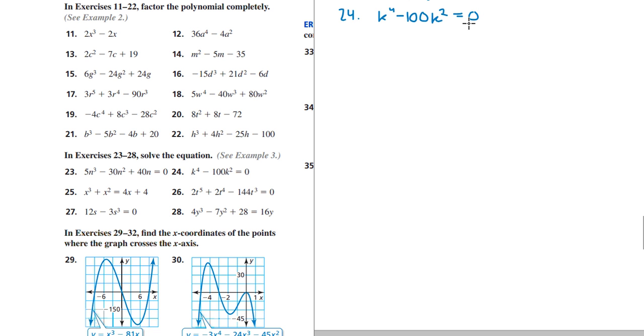So on this one, we have an equation, so we can solve. But we're going to do the same thing. We always want to look for that greatest common factor first. So what is the greatest common factor between these two terms? And that is k squared. What remains when you factor out a k squared is k squared minus 100, and it still equals 0. This is the difference of two squares pattern right here. So we're going to factor that into k minus 10 times the quantity k plus 10.